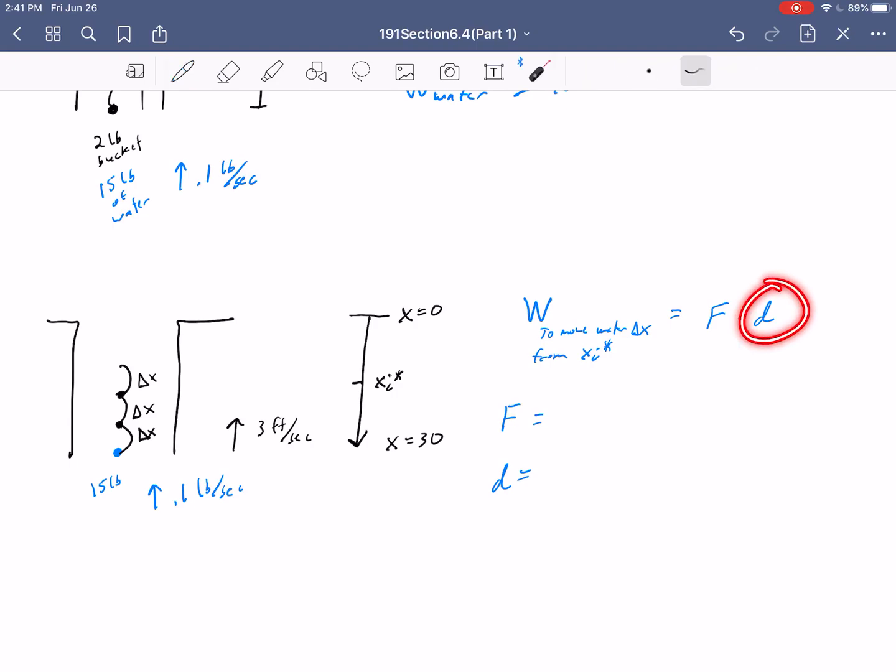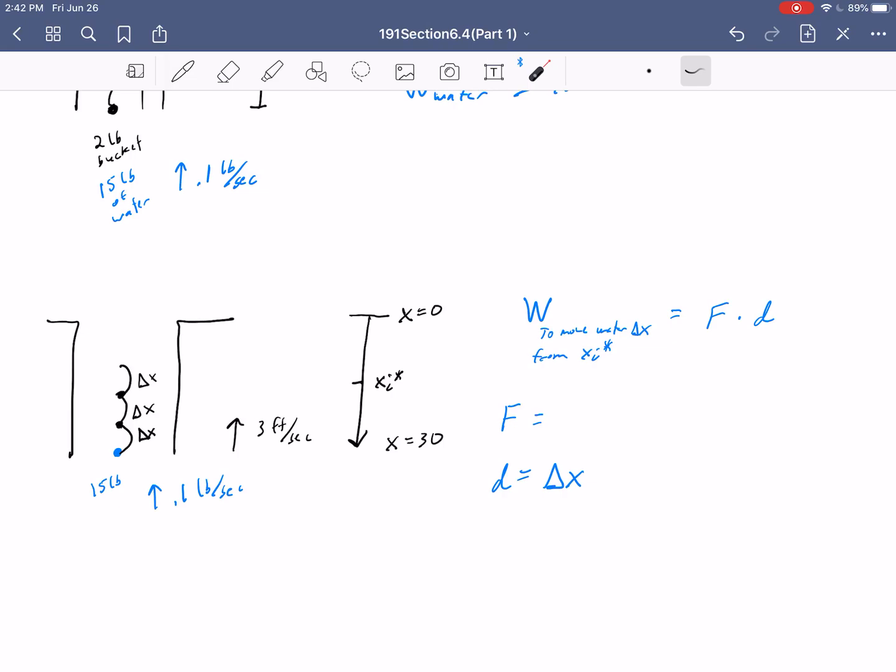So let's think about what we can say about each of those. Well, the distance should be very easy. How far are we going to lift it? We're going to bring it delta x each time, so the distance on each move is just going to be delta x. What about the weight? Well, the weight is going to depend on where we're at. If we're all the way down here, we know that the weight is going to be 15 pounds. But if we're up here, then the weight is going to be different. So how can we determine that?